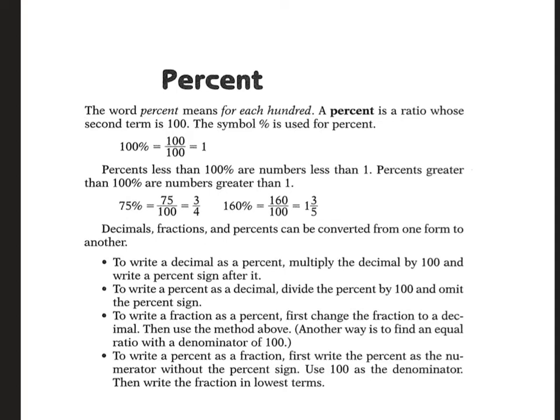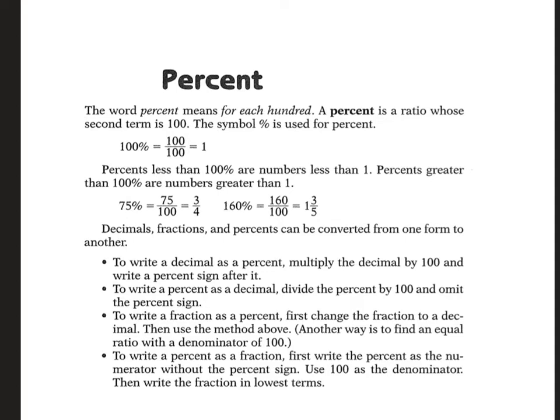Decimals, fractions, and percents can be converted from one form to another. To write a decimal as a percent, multiply the decimal by 100 and write the percent sign after it. You can also move your decimal point 2 places to the right. To write a percent as a decimal, move the decimal place 2 places to the left, or divide the percent by 100 and omit the percent sign.